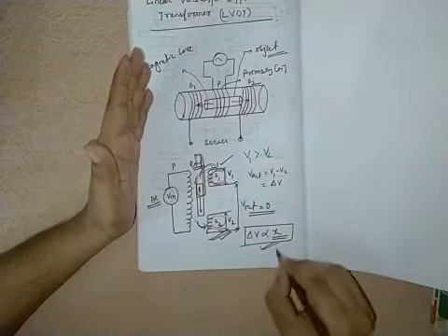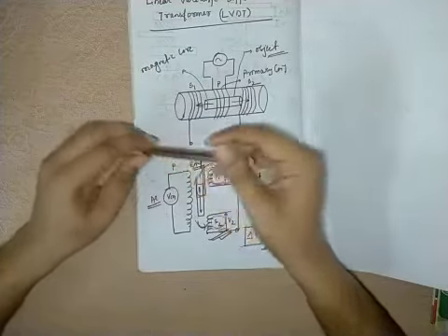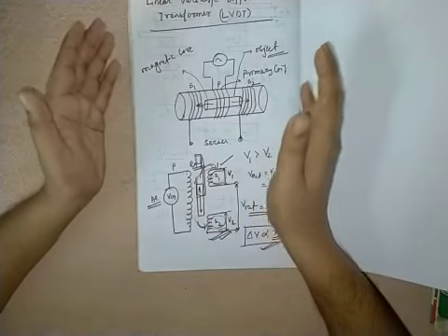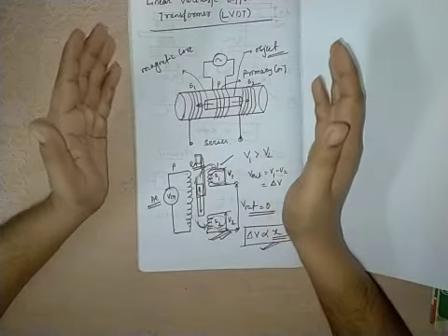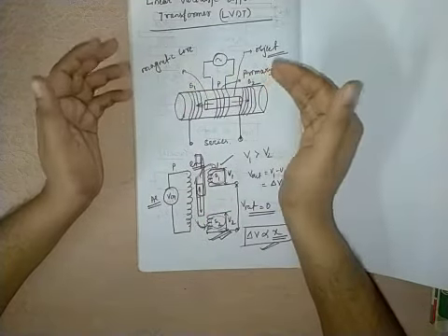Up to this we have completed the different types of sensors in our second unit. In the upcoming classes we will start the actuators. Okay, thank you.